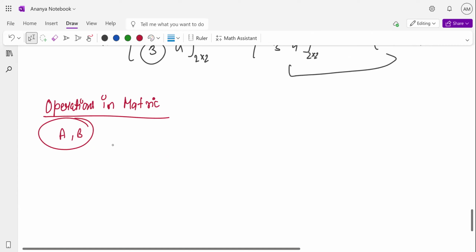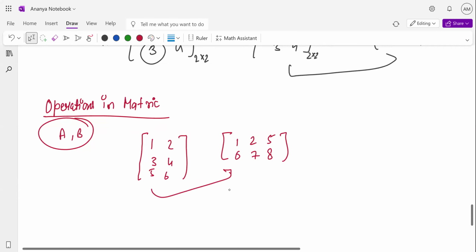I'm giving you an example. I have one matrix: 1, 2, 3, 4, 5, 6. Another matrix is 1, 2, 5, 6, 7, 8. Can I add these two matrices? No. Right? How can I add them when the order is not the same? Why should the order be the same? So that I'll have corresponding elements.